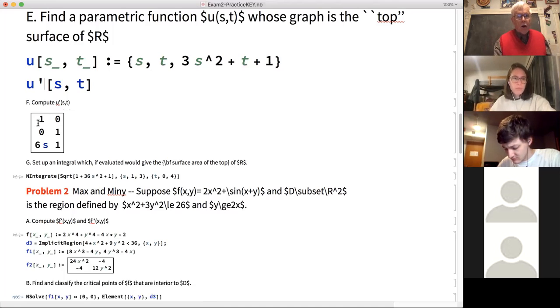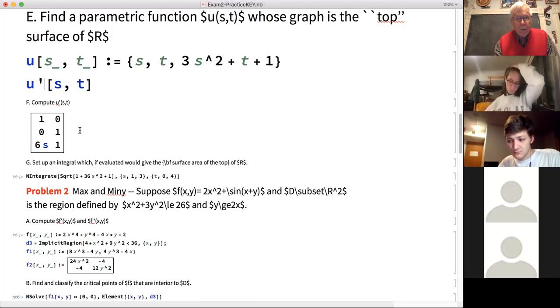And so this 1 is the partial of this S with respect to this S. The partial of S with respect to T is 0. Then working on the second coordinate, T, the derivative of it with respect to S is 0. The derivative of it with respect to T is 1. And now the Z coordinate, that's this last row. The derivative with respect to S is 6S. The derivative with respect to T is 1. That's the derivative.